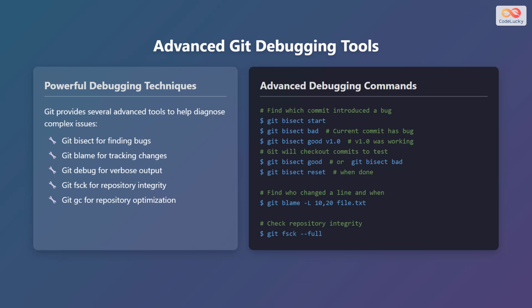To find which commit introduced a bug, use git bisect start, git bisect bad to indicate the current commit has a bug, and git bisect good v1.0 to indicate that version 1.0 was working. Git will check out commits to test. Use git bisect good or git bisect bad as needed, and then git bisect reset when done. To find who changed a line and when, use git blame -L 10,20 file.txt. To check repository integrity, use git fsck --full.